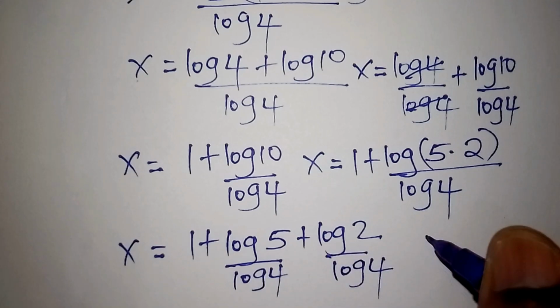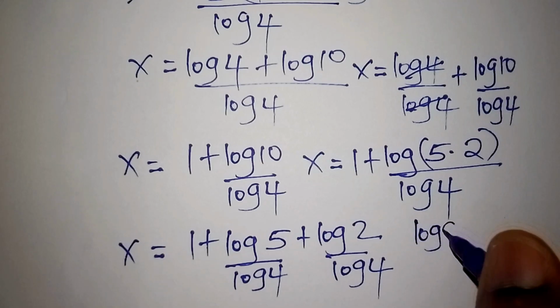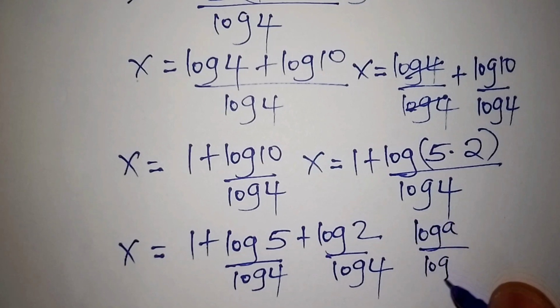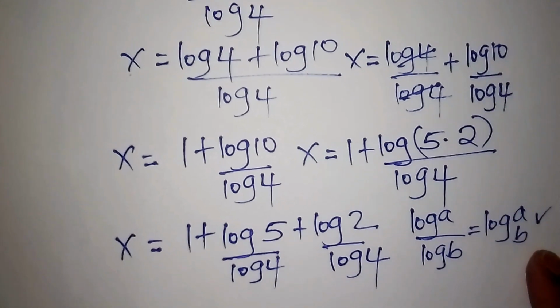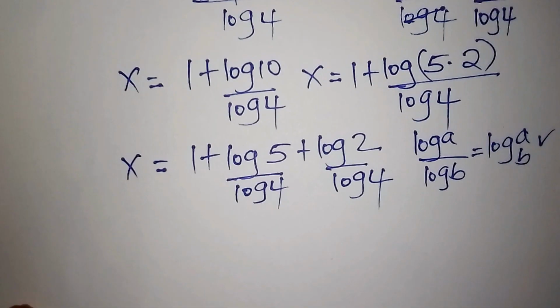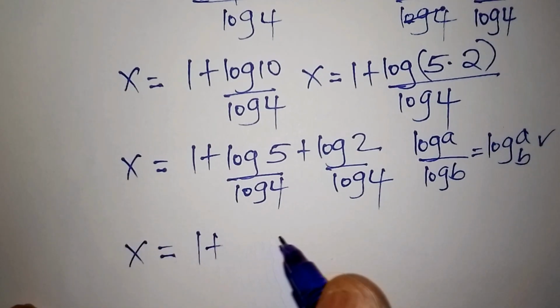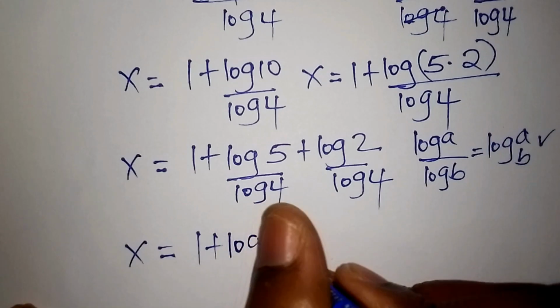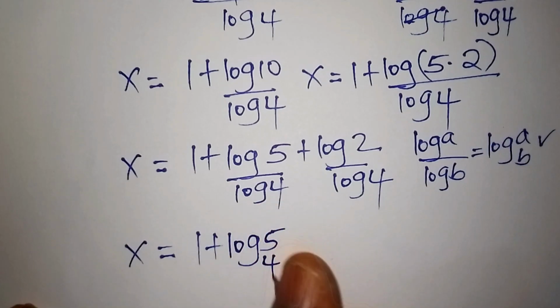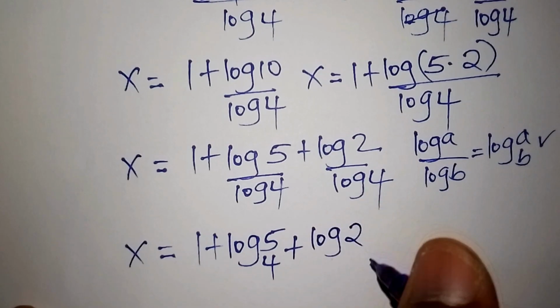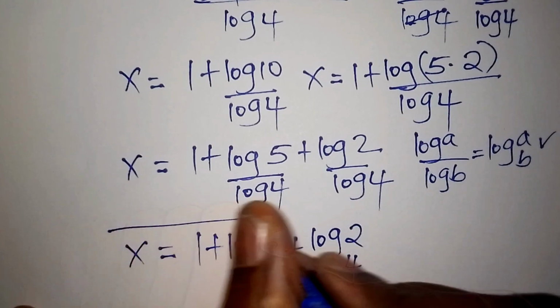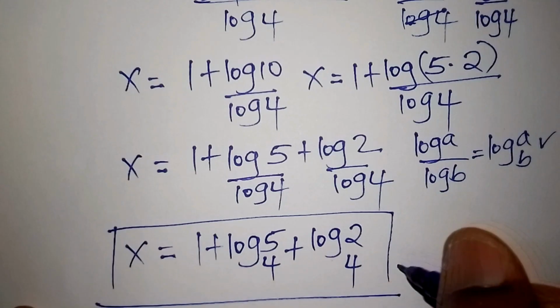So when you have, for example, the log of a all over the log of b, this one can be written as the log of a to the base of b. So that means that our final answer for the value of x shall be written as 1 plus the log of 5 to the base of 4, then also plus the log of 2 to the base of 4. So this one now qualifies to be our correct maths problem.